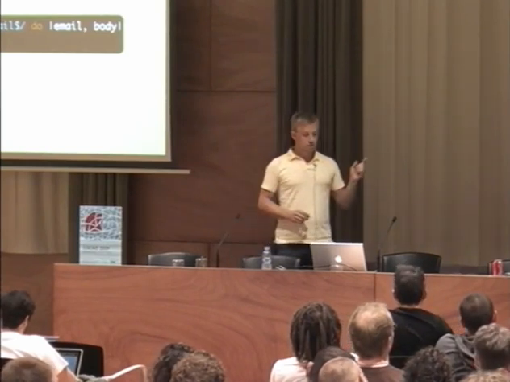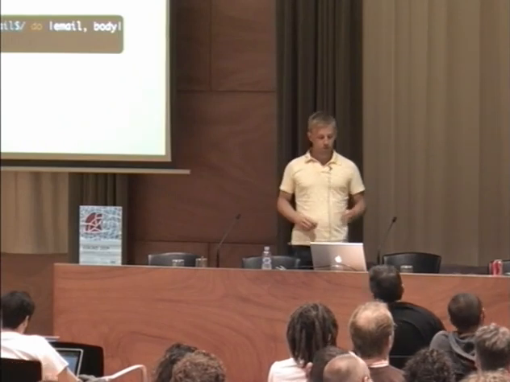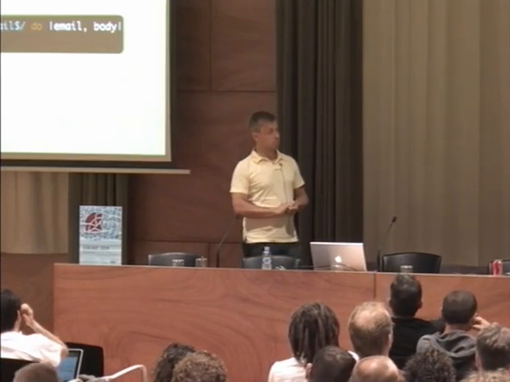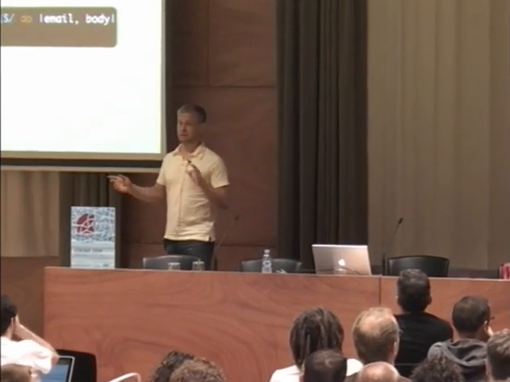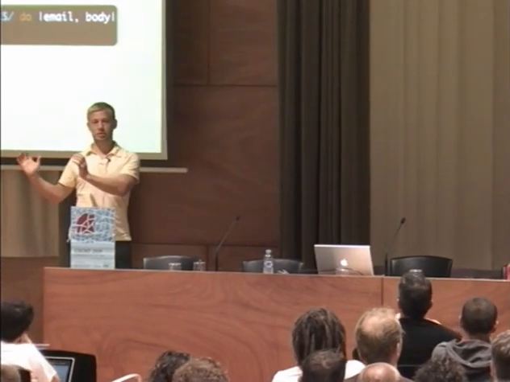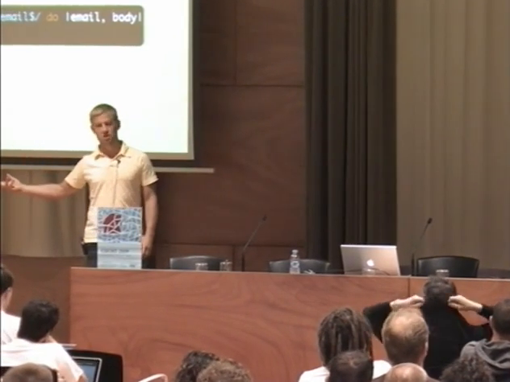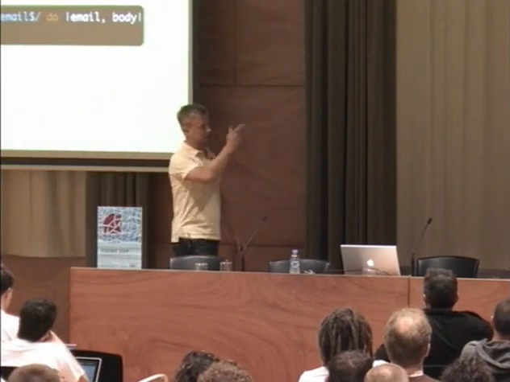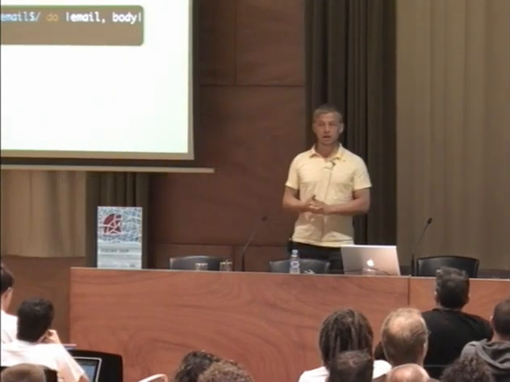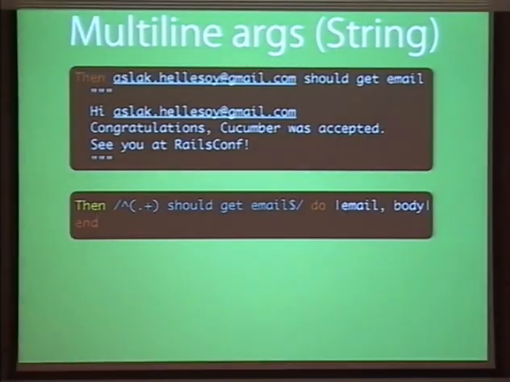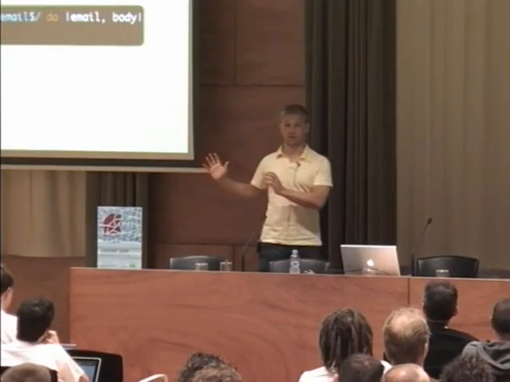Now, the number of regular expression groups and the number of arguments to the block normally have to match. It has to be the same number. If you have two regular expression groups, you have to have two arguments. So this is an exception to that rule. If you're using a multi-line argument string like this, you have to add one. So in this case, the first argument will be the email address, and the second one will be the multi-line string. Okay?